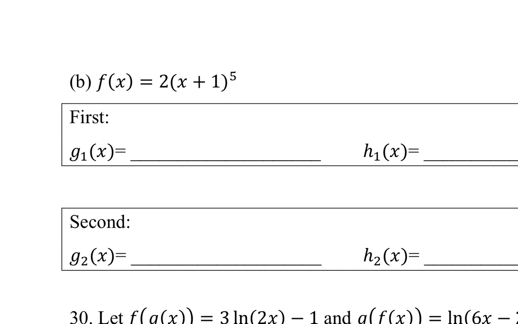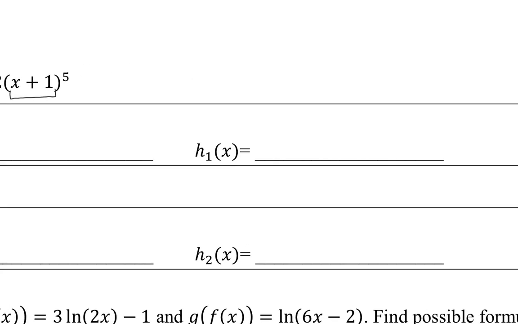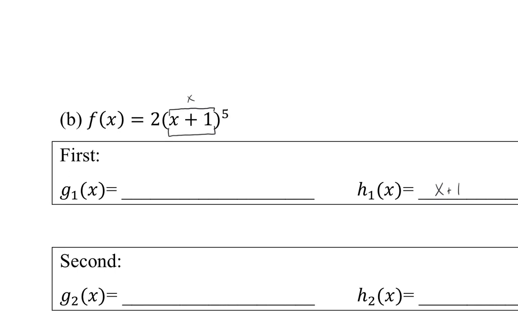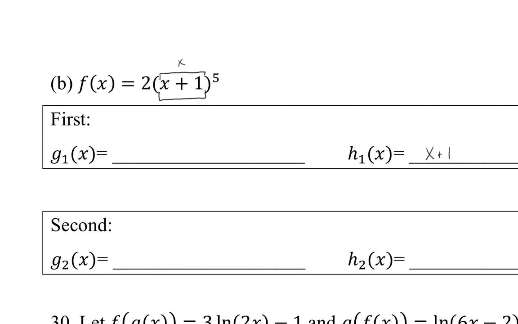Now here we have 2 times x plus 1 to the 5th. So again, there's a couple different ways of doing this. First I'm going to say, what if h of x is just x plus 1? Which means that in our g1 of x, this whole thing is going to be replaced with just x. So g1 of x is going to look like 2x, and this whole thing is being raised to the 5th. So that is what's going to go there.